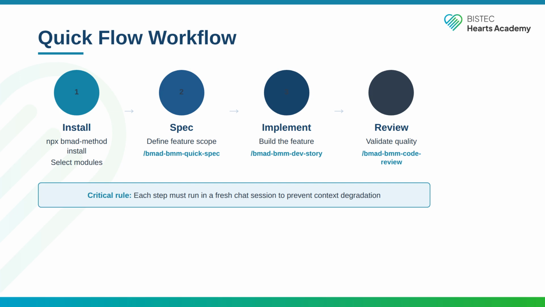Step 4, review. Open yet another fresh chat and run the code review command. This validates code quality, architecture alignment, and test coverage. Each step must start in a clean conversation. This prevents context bleeding between phases and ensures each agent starts with a clear slate.